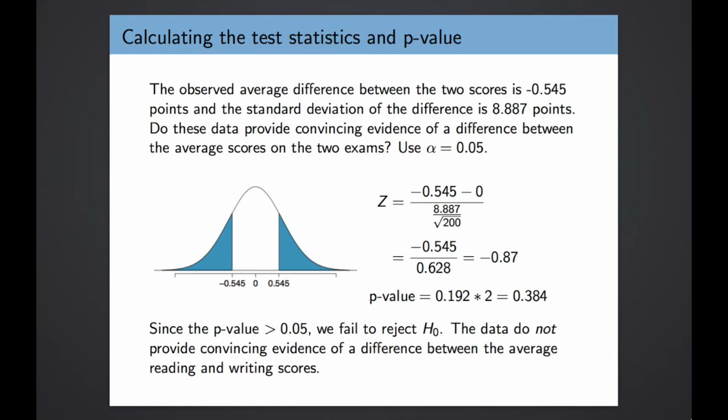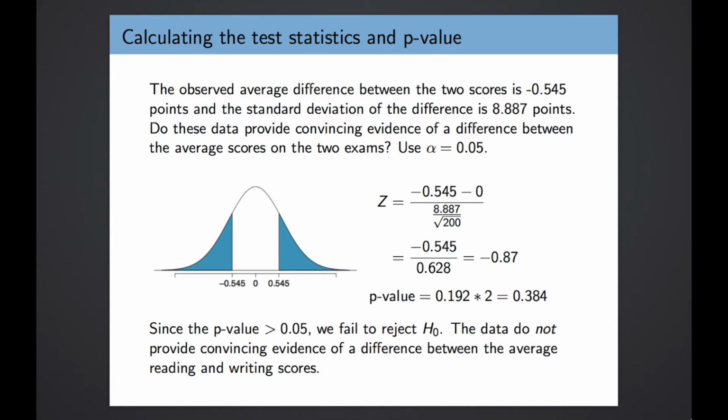So let's calculate our z-test statistic here. We're going to take the observed mean minus the hypothesized mean under the null hypothesis. So our observed mean is negative 0.545, and under the null hypothesis, we say that the mean of the difference variable is 0, that there's no difference between the reading and writing test scores. So that's in the numerator. In the denominator, we need the standard error. Now remember, we take the standard deviation and transform it to get the standard error by taking the standard deviation divided by the square root of n. So n is 200, so in the denominator we have 8.887, the standard deviation, divided by the square root of 200. That's the square root of n. When we work that out, we get negative 0.545 divided by 0.628, which gives us a z-score of negative 0.87.